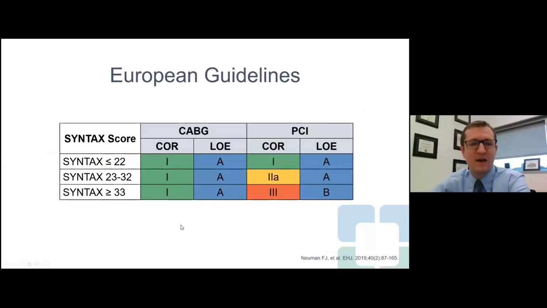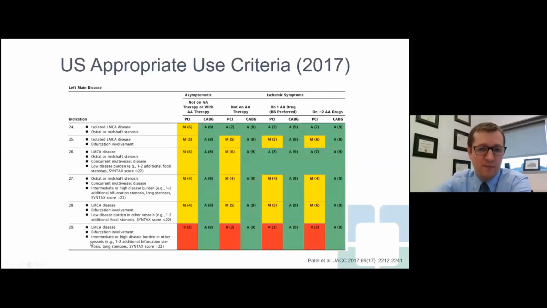The European guidelines actually give PCI a class 1 recommendation for patients that have a syntax score of less than 22. So that's different from the US guidelines, which is class 2 across the board, but in the European guidelines, a syntax of less than or equal to 22, meaning that's straightforward left main disease. It's not bifurcation. Usually that's proximal or ostial left main disease. It's a class 1 recommendation with strong evidence to support that recommendation.